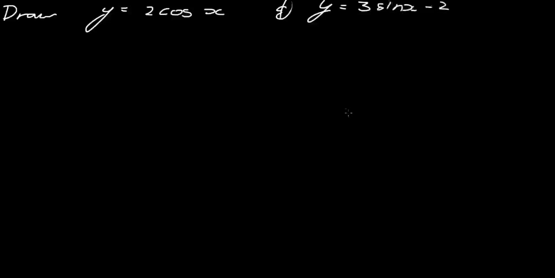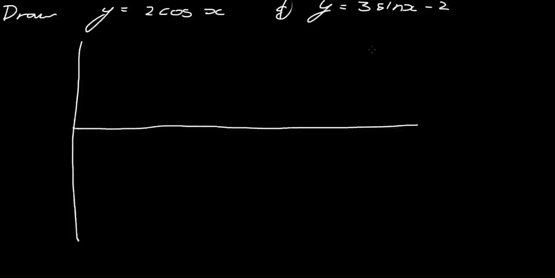Draw on the same set of axes y equals 2 cos x and y equals 3 sin x minus 2. Okay, so that's the first part of the question. So I'm going to draw it freehand for you quickly. I'll try my best to make it neat. I'm assuming they want it plotted between 0 and 360 because they don't say.